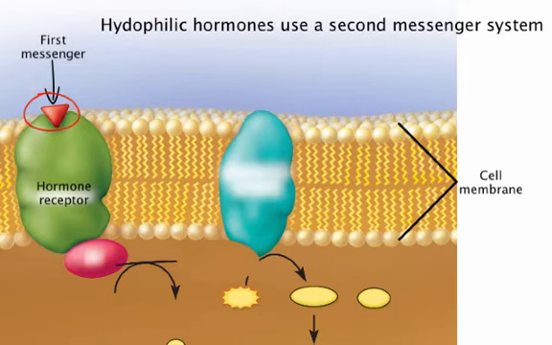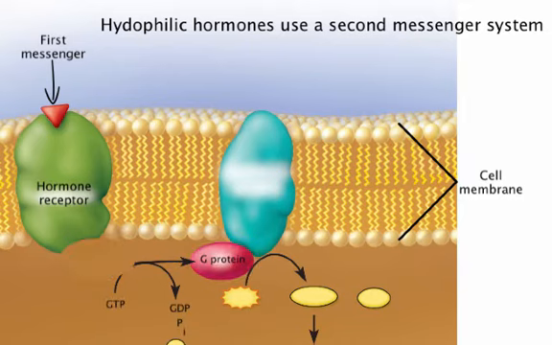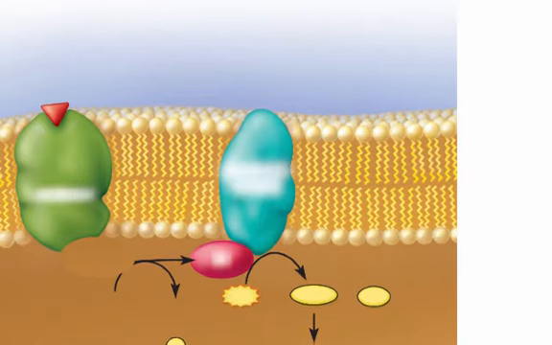This new complex activates a G protein on the cytosol side of the plasma membrane. The active G protein then activates an enzyme that is an integral membrane protein called adenylate cyclase. Adenylate cyclase catalyzes a reaction that removes two phosphate groups from adenosine triphosphate, or ATP. The product of this is adenosine monophosphate, or cyclic AMP. Cyclic AMP is known as our second messenger.